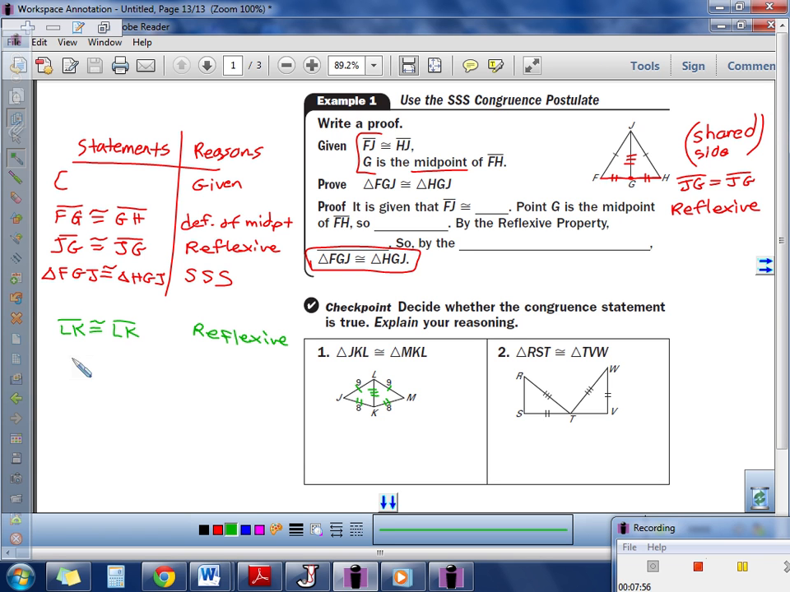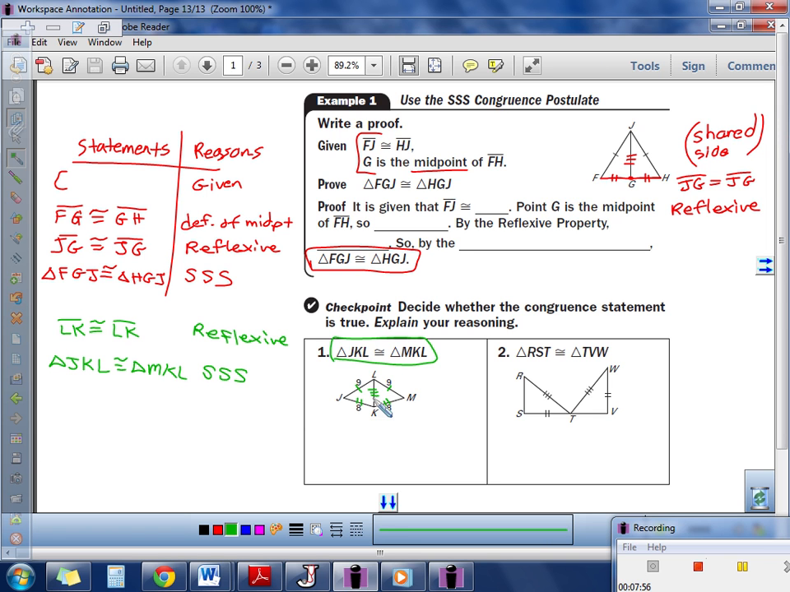Do I now have my 3 sides marked on each picture? So I now have enough information to say side, side, side, and what's the statement that we're trying to prove? Yeah, it tells you right here. That's what you write. Triangle J, K, L is congruent to triangle M, K, L. This in green is all you needed, plus these marks on the picture.